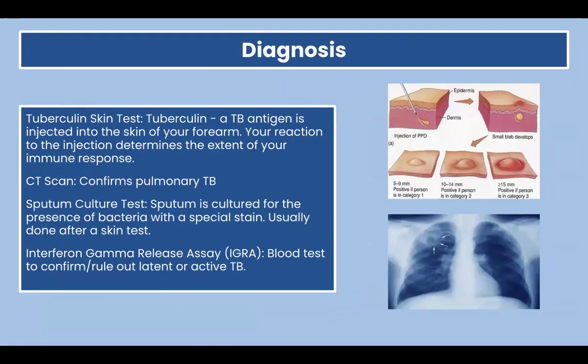How is TB diagnosed? You can diagnose TB by doing a tuberculin skin test. This is where tuberculin, a TB agent, is injected into the skin of your forearm. Your reaction to the injection determines the extent of your immune response. You can also do a CAT scan, which will confirm pulmonary TB. You can also do a sputum culture test. The sputum is cultured for the presence of the bacteria with a special stain, usually done after a skin test. The interferon gamma release assay is a blood test to confirm or rule out latent or active TB.